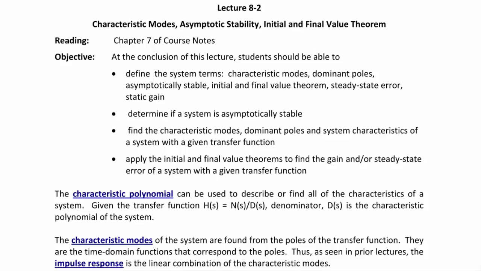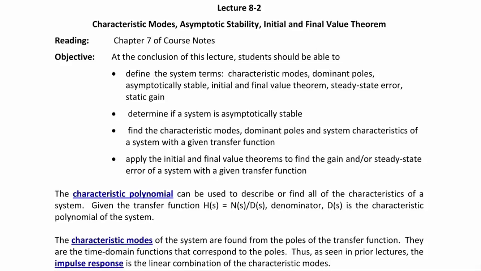At the conclusion of this lecture, students should be able to define the system terms characteristic modes, dominant poles, asymptotically stable, initial and final value theorem, steady state error, static gain. They should be able to determine if a system is asymptotically stable. They should be able to find the characteristic modes, dominant poles, and system characteristics of a system with a given transfer function. Finally, they should be able to apply the initial and final value theorems to find the gain and/or steady state error of a system with a given transfer function.